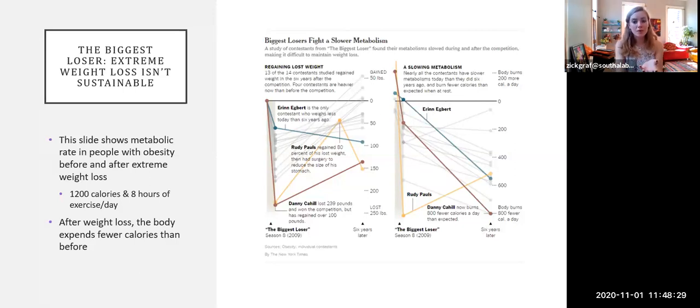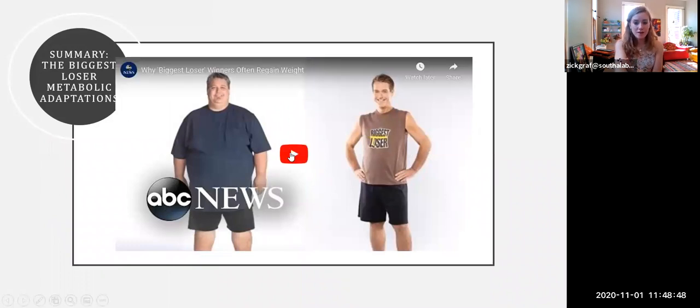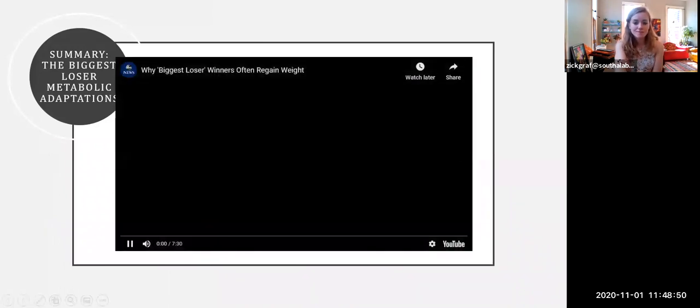The more weight people lose, the more their metabolism slows in response, and the more they produce ghrelin in response. So they're burning fewer calories at rest, and they're increasingly motivated to eat and increasingly less satiated after meals. So the body fights really hard against weight loss. This is kind of a summary of the findings of that Biggest Loser study.